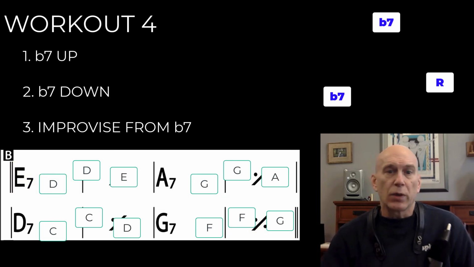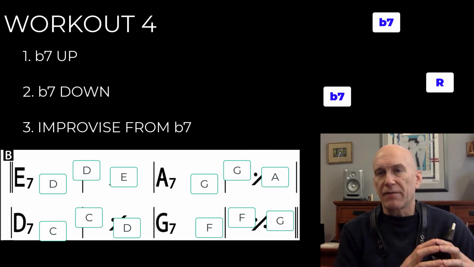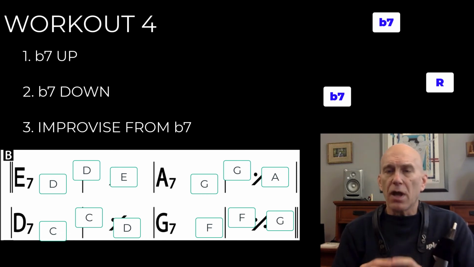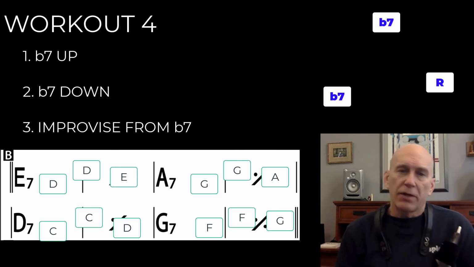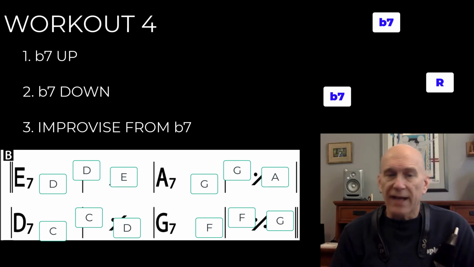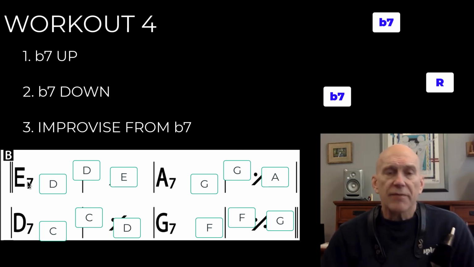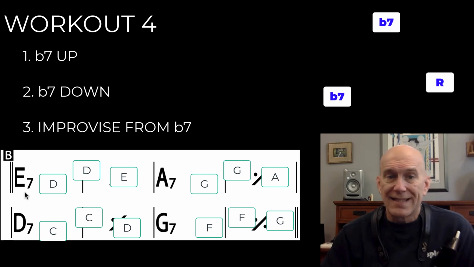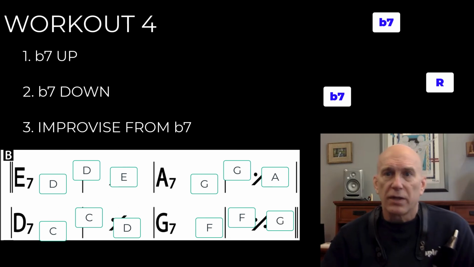Okay, so now there's only one chord tone remaining. So we've done an exercise up and down from the root, up and down from the 3rd, up and down from the 5th. So now we're going to do up and down from the flatted 7th. So in E7, we're going to start on the D, which is the flat 7. We'll play to the flat 7, which is another D, and then we'll play back down to the root. All right, so here we go.